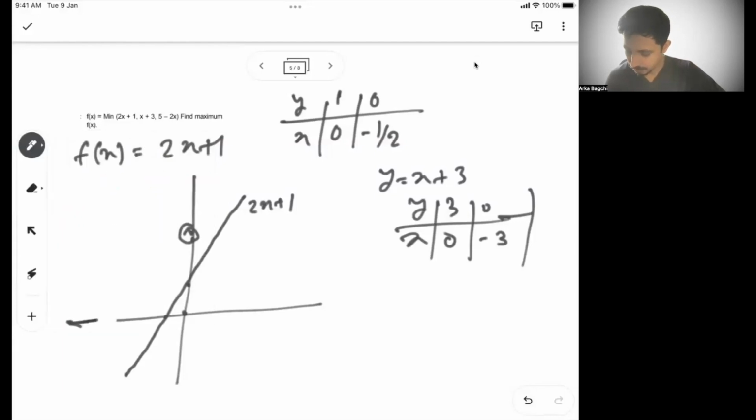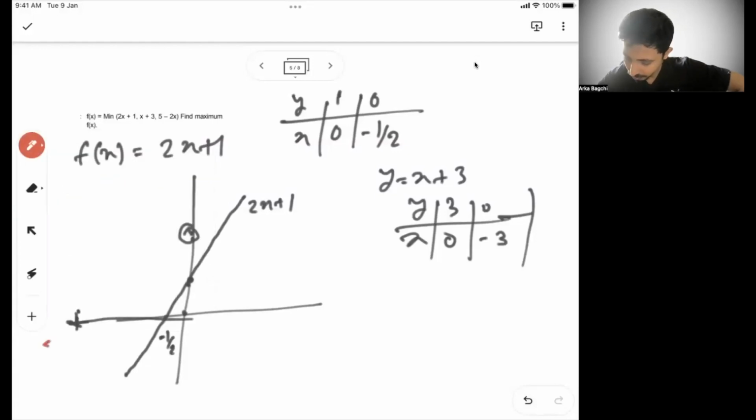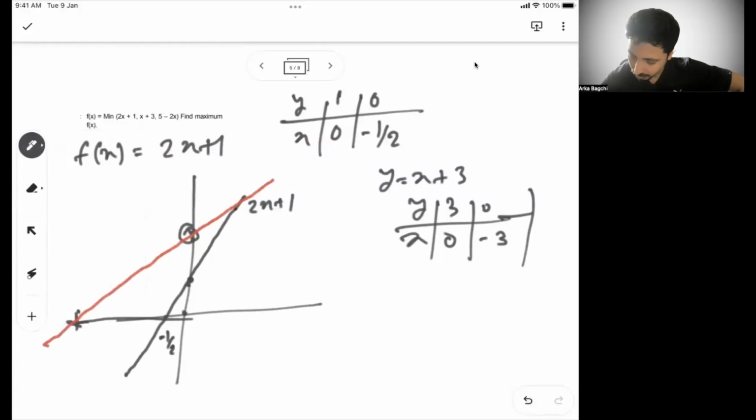So if you see this, what I'm trying to say is if this is minus half, this point is minus half. So 3 will be somewhere a little further. And this point is 1. So we can say 3 will be somewhere here. Just for the sake of the scale, I'm taking it. Let's say the line will be like this. So you have a red line, you can go like this. Okay, so these are the two lines.